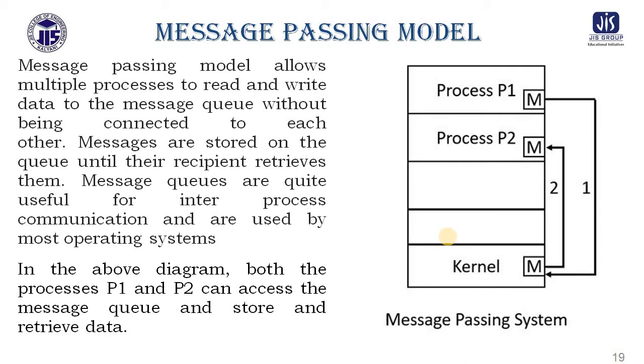So process 1 and process 2 cannot interact with each other directly, but they can pass data or messages from process 1 to process 2 with the help of the kernel. So the kernel is the intermediate medium here. The message passing model allows multiple processes to read and write data to the message queue without being connected to each other. Messages are stored in the queue until their recipient retrieves them.